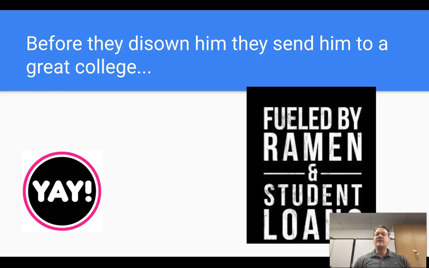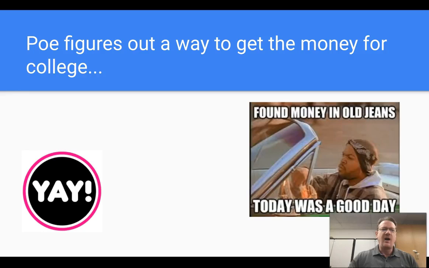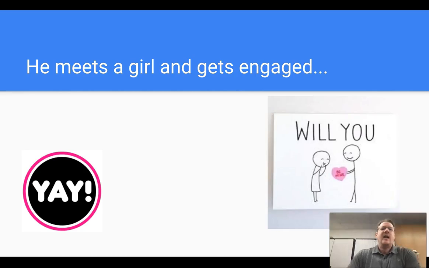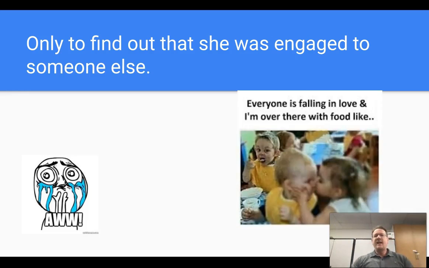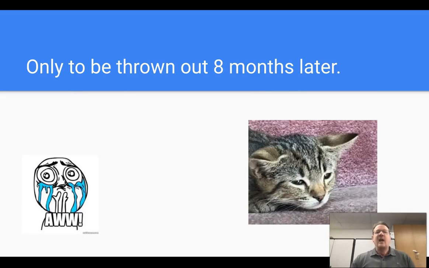Aww. Before they disown him, they send him to a great college. Yay! With only enough money to cover a third of the expenses. Aww. Poe figures out a way to get money for college. Yay! It was gambling and he lost everything and had to drop out of college. Aww. He meets a girl and gets engaged. Yay! Only to find out that she was engaged to someone else. Aww. He gets his life back together by enlisting in the army and gets accepted to West Point. Yay! Only to be thrown out 8 months later.